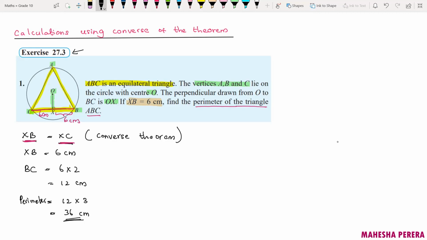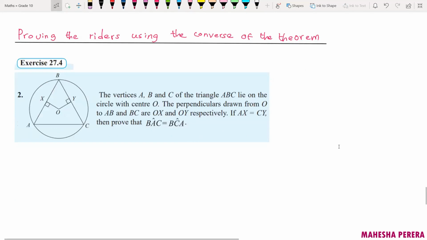Okay, now let's move on to the difficult part. Using this converse of the theorem, let's try to prove riders. Here I have taken the exercise 27.4 second question. Let's read the question.